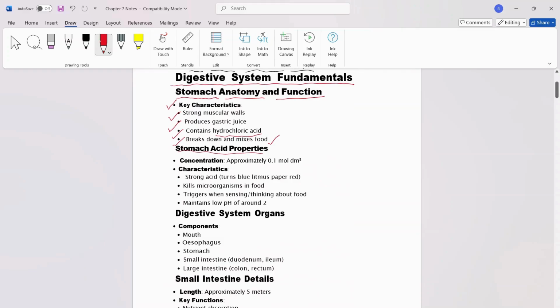Stomach acid properties. Concentration is approximately 0.1 mole per decimeter cube. The characteristics of stomach acid include: strong acid, turns blue litmus paper red, kills microorganisms in food, triggers when sensing or thinking about food, maintains low pH of around 2.